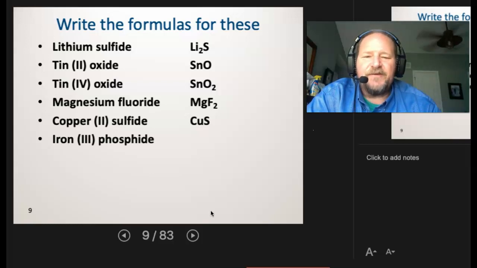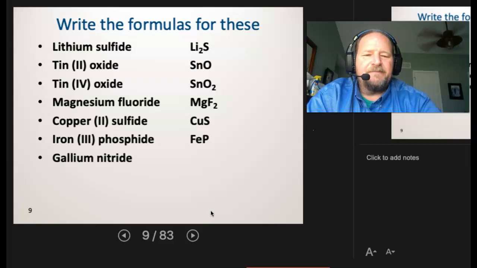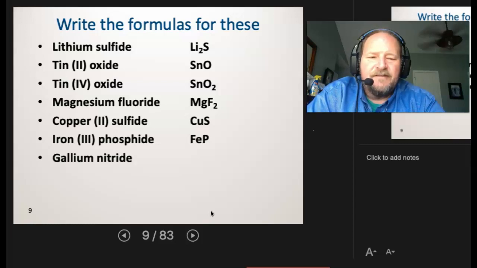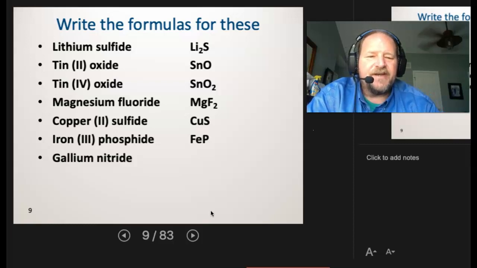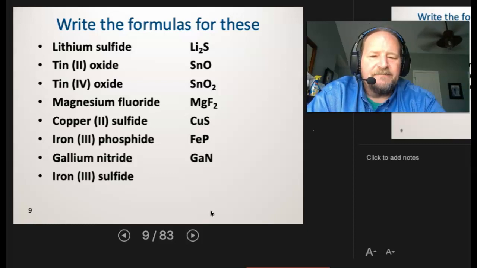How about iron(III) phosphide? So we get iron 3 would be Fe +3. Phosphide, P -3. You can see they either cancel out or you can crisscross and reduce. How about gallium nitride? Yeah, so we have Ga is +3. It's in group 3A. It's underneath of aluminum. And then nitride is nitrogen. So that's going to be a -3. So -3 +3, they balance out to be GaN.